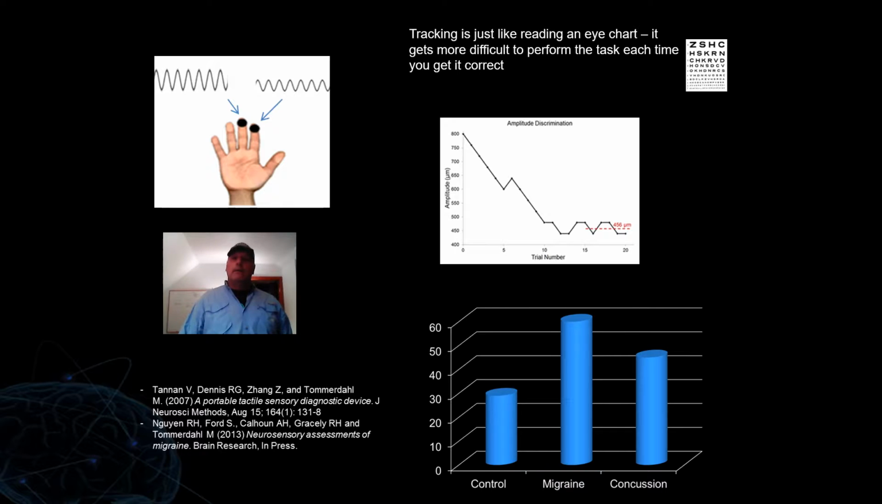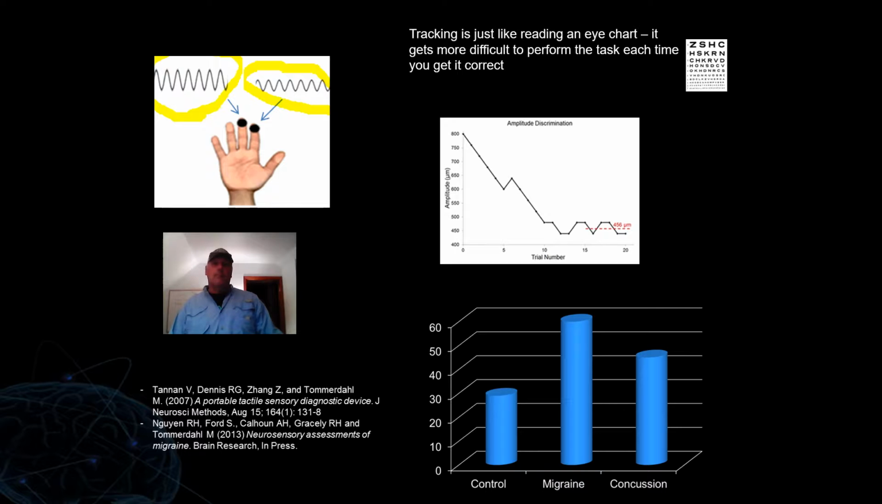And tracking is really just like reading an eye chart. When you read an eye chart, you start out reading a large letter, and they get progressively smaller, and at some point you can't read anymore. Well, the way we do amplitude discrimination is that we deliver two stimuli, and let's say right here, you get a large stimulus on the left, and here you get a small stimulus on the right.